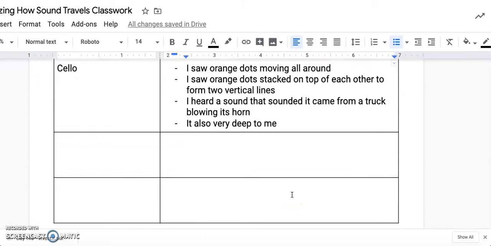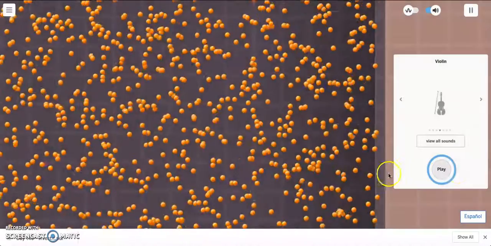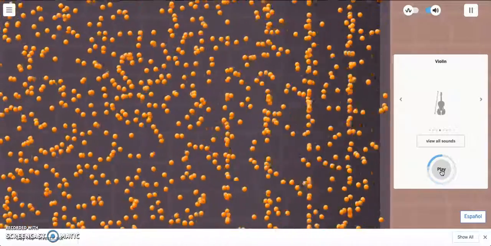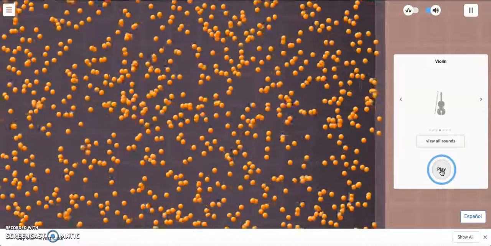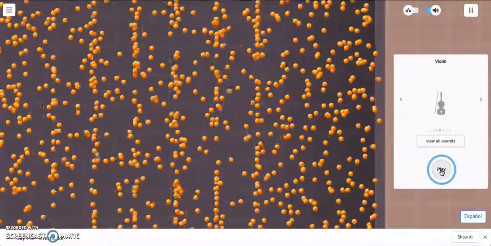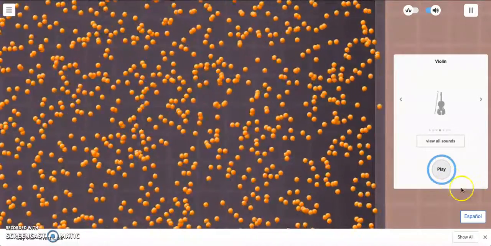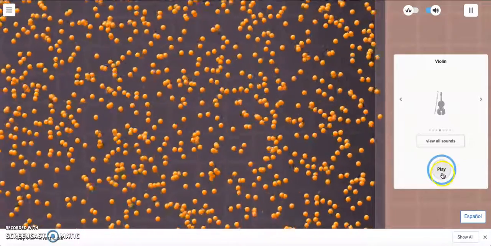Now, you are going to choose 2 different instruments and then write down what you observed. If we wanted to compare, it sounds very different if I were to choose a violin and compare it to the cello. My observation would be different, right? Now I'm not seeing 2 vertical lines, but now I'm seeing at least 4 to 5 vertical lines that are forming while orange dots are still moving around. And it's no longer a deeper sound. It is actually a very high-pitched sound that I'm hearing.